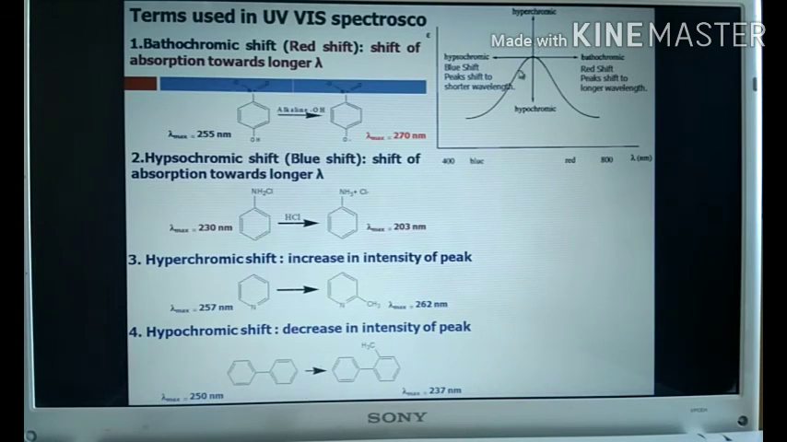So it is simple. Absorption wavelength increases: red shift or bathochromic shift. Absorption wavelength decreases: hypsochromic shift or blue shift. Intensity of absorption increases: hyperchromic effect. Intensity of absorption decreases: hypochromic effect, isn't it? So such simple terms.